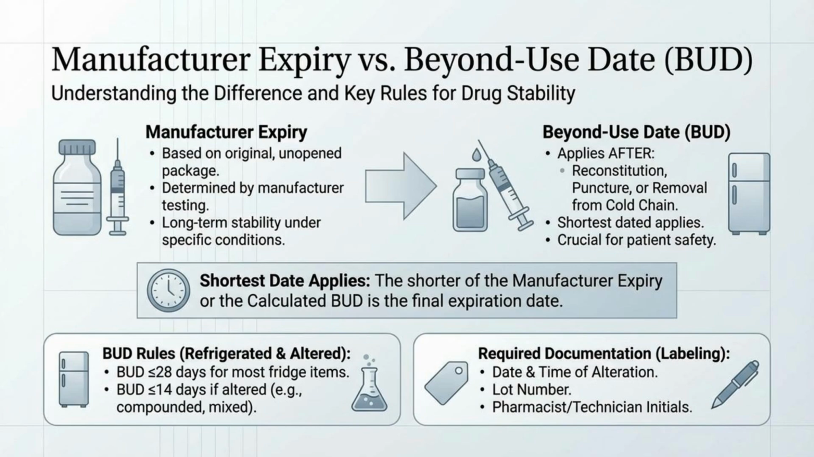A critical difference is between manufacturer expiry and beyond use date, or BUD. Manufacturer expiry is based on the unopened package. BUD applies after the drug is altered, and the shortest dated choice applies as the final expiration date.